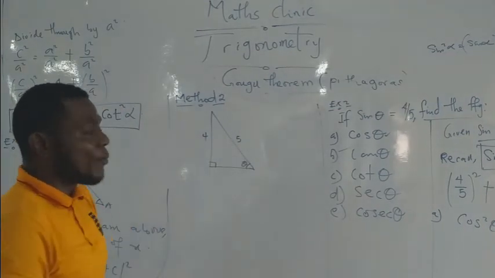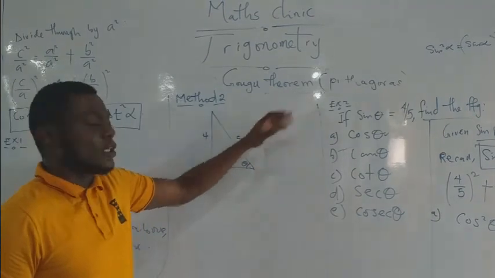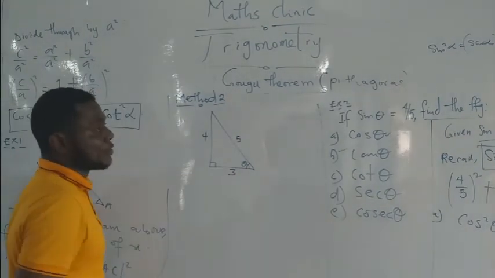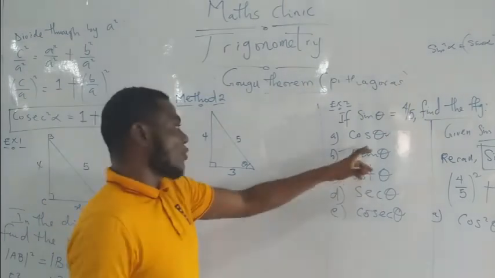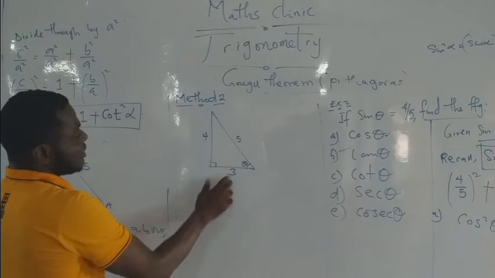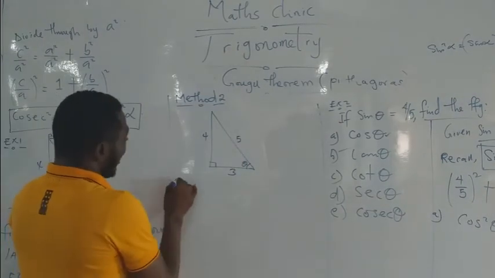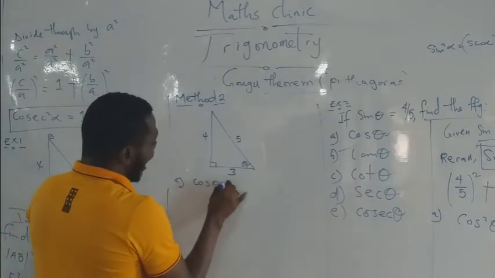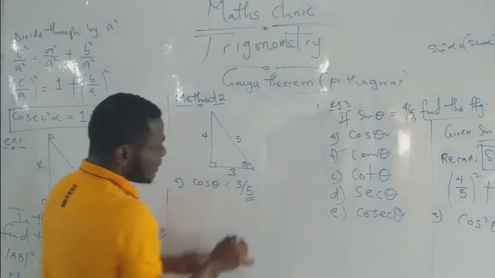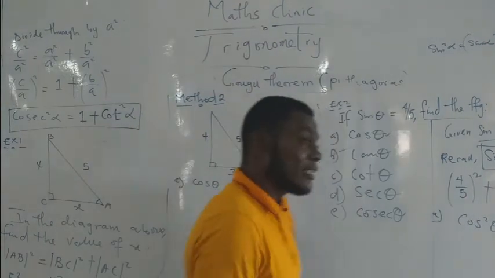With the help of what? Of Pythagoras' theorem, you get this side to be 3. And what are we asked to find? We want to find cos theta. Cos will be CAH, adjacent over hypotenuse. So A, cos theta equals adjacent over hypotenuse, 3 upon 5. You can see that this is still the same as that.